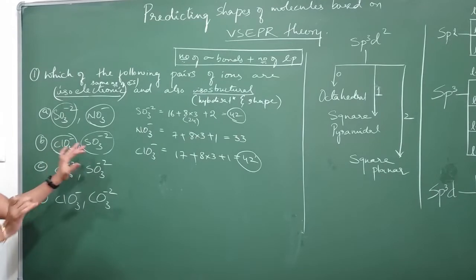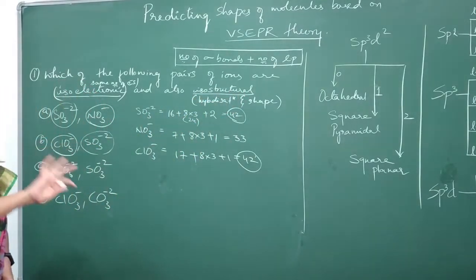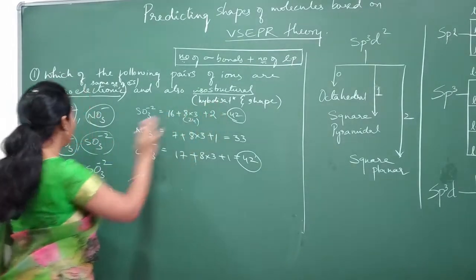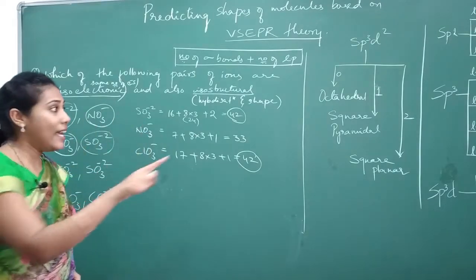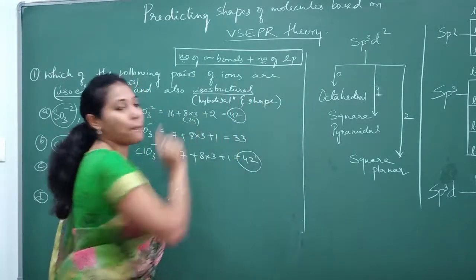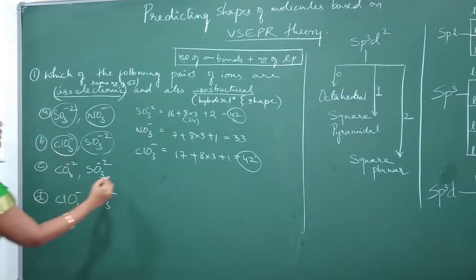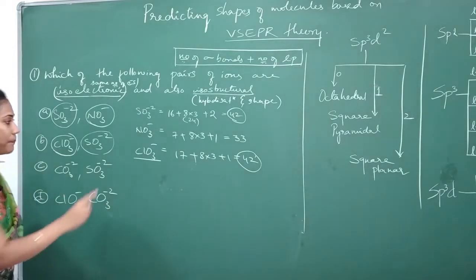Okay, and now let us check whether they are isostructural also or not. Okay, so isostructural means what? The molecules should have same hybridization as well as same shape also. Okay, and let us work it out with ClO3 minus. First let us work with the hybridization.